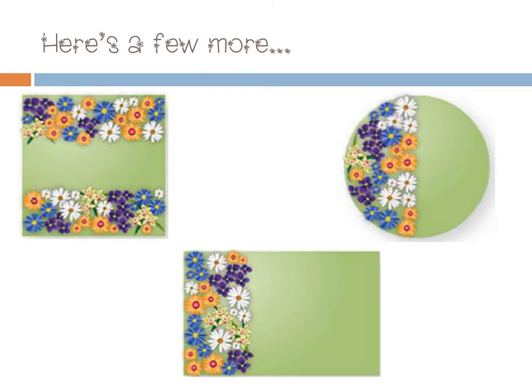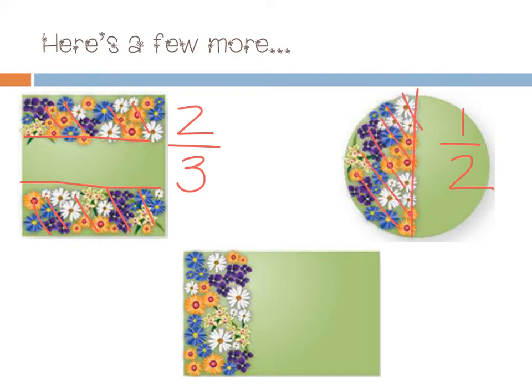Here are a few more to try. Take a look at the flowers. About what benchmark fraction of the garden is covered in flowers? Did you say 2/3? You can see that it's been divided into 3 parts, and 2 of the 3 parts are covered in flowers. What about this one over here? The circle. About how much of that one is covered in flowers? Did you say 1/2? If so, good job. It's been divided into 2 equal parts, and 1 of those parts is covered in flowers.